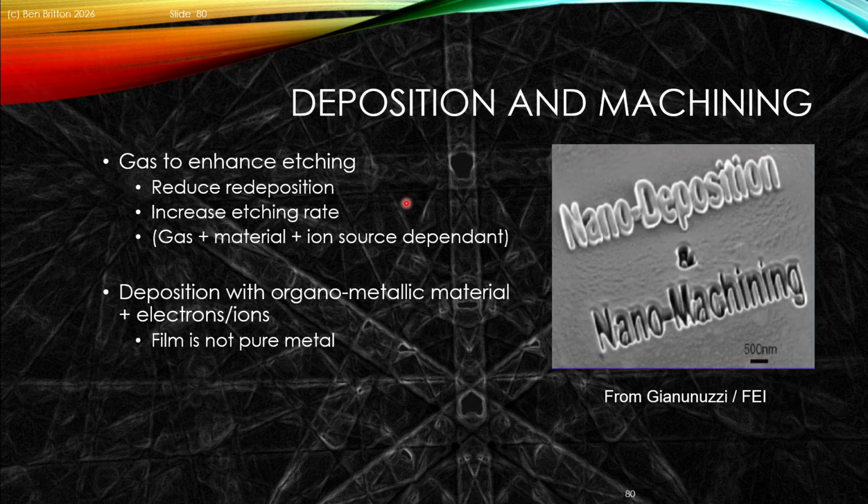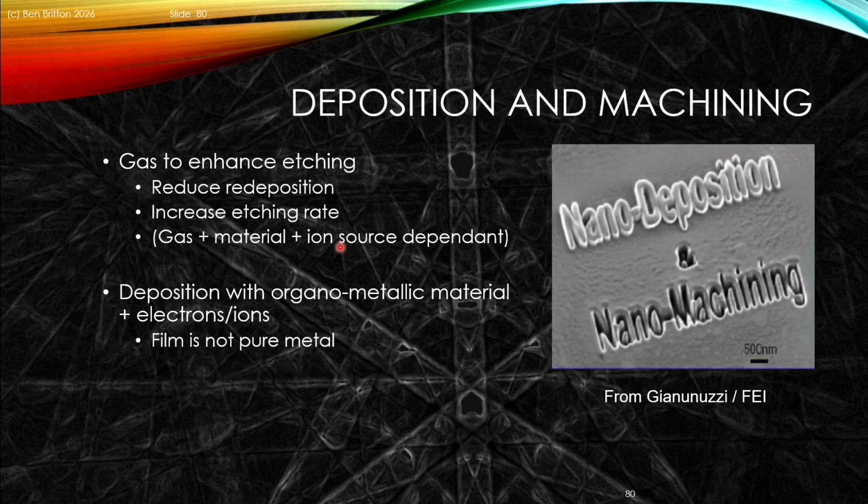Now, if we're looking at deposition and machining approaches, we can use a gas that can enhance the machining process. The important aspect is that the gas can be used to reduce redeposition, and by that process can, in practice, improve the etching rate. Which gas you choose and how well it works will depend on the material system and the ion source, and we'll see that can be useful. You can also use it in a selective manner when required.